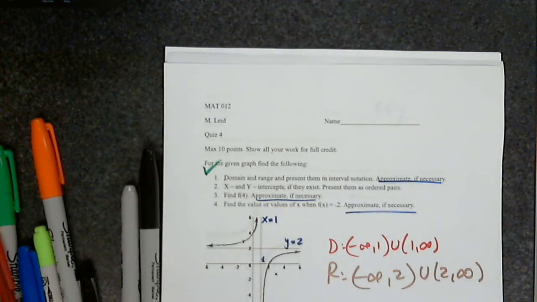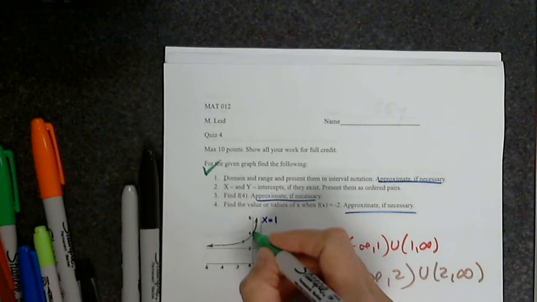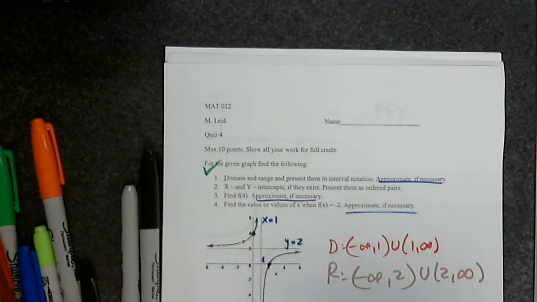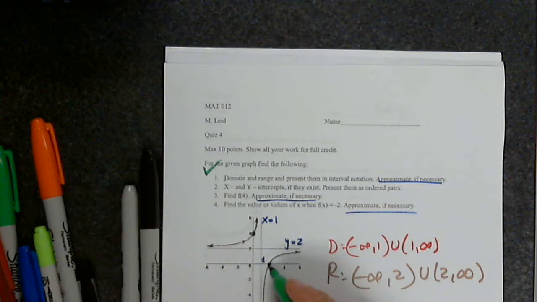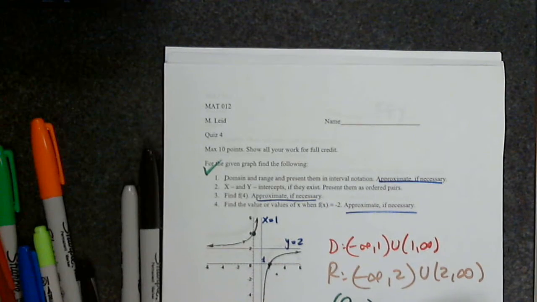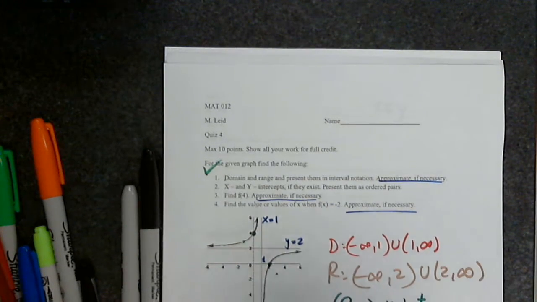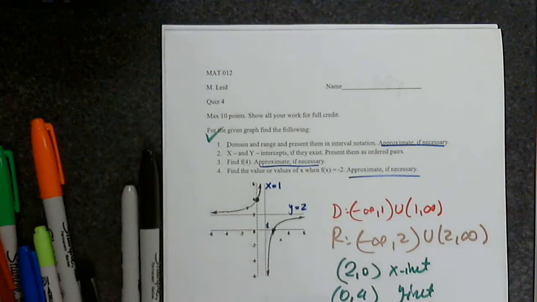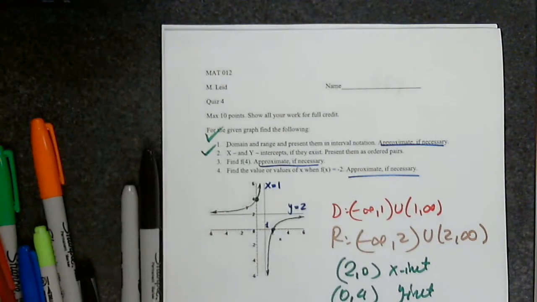Now for x and y intercepts, I see an intercept here, and I see an intercept here. So obviously this is the x-axis. So this point will be (2, 0), which is the x-intercept. And this point will be (0, 4), which is the y-intercept. Y-intercept, x-intercept. Are we in agreement with that? Yes? Okay. So I answered the second part.